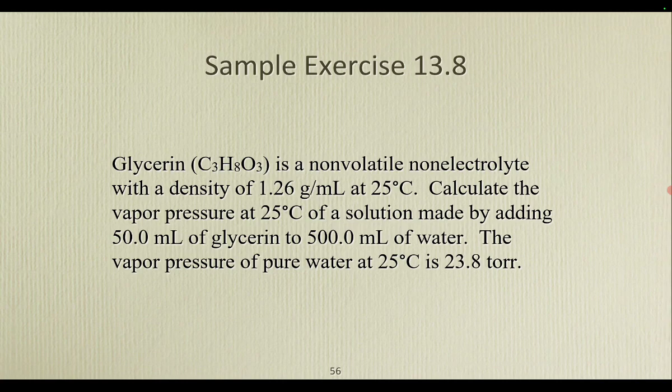So with this one, we're just going to go through some practice problems related to the colligative properties. The first one here: glycerin is a non-volatile, non-electrolyte with a density of 1.26 grams per milliliter at 25 degrees C. We want to determine what the vapor pressure of a solution is going to be if we take 50 milliliters of glycerin in 500 milliliters of water.